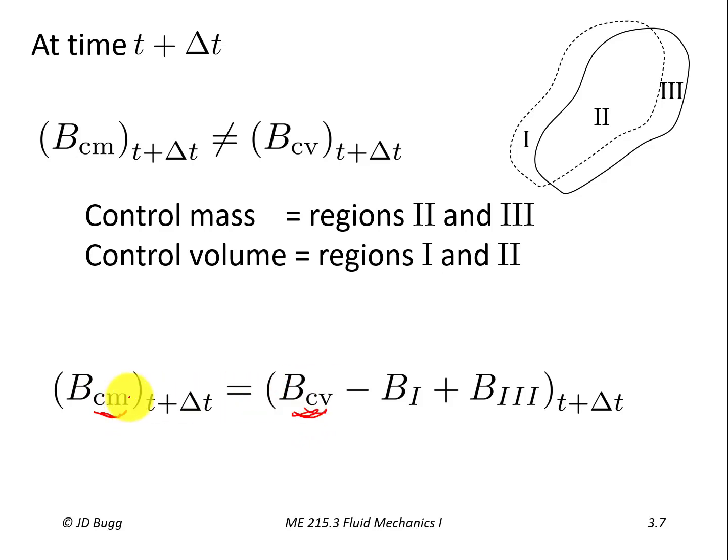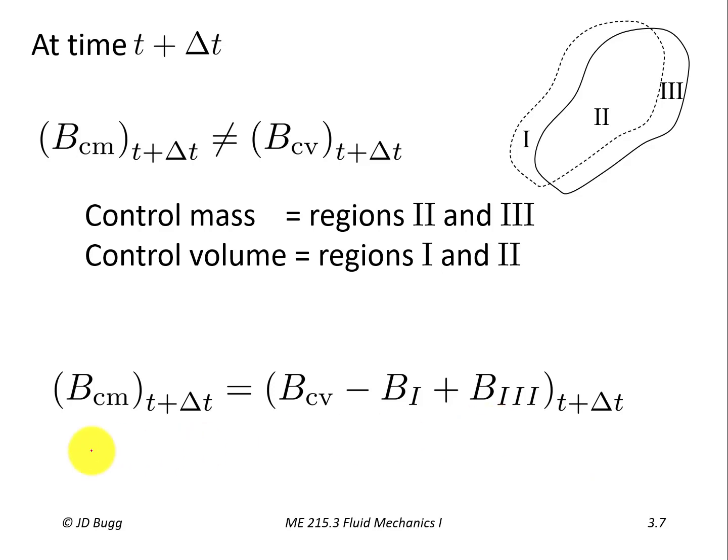So this is the very beginnings of an equation that relates what's happening to the control mass to what's happening to the control volume. And we need that because we're interested in working with the control volume, but the conservation laws are written about the control mass. So we can see here that in order to work with the control volume, we're going to have to somehow deal with these extra terms that show up here.